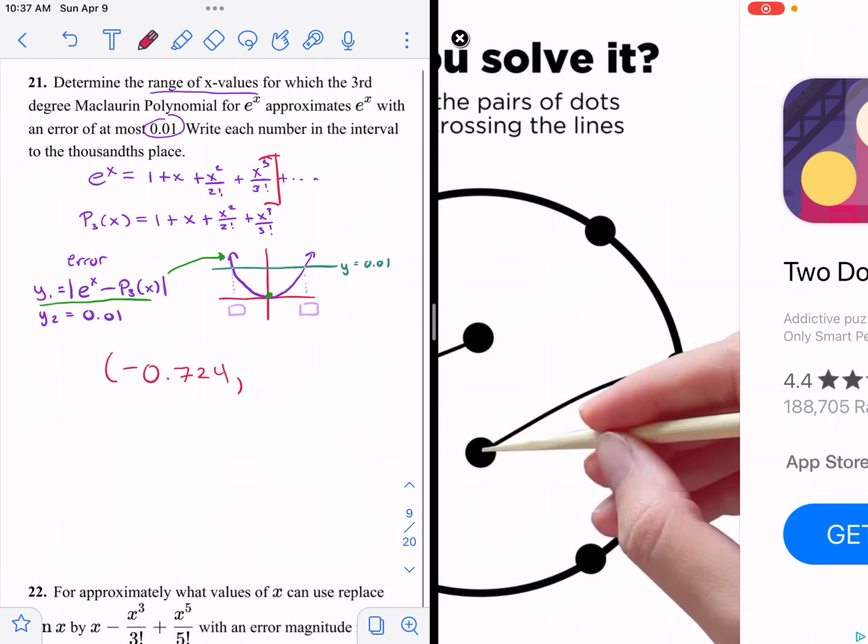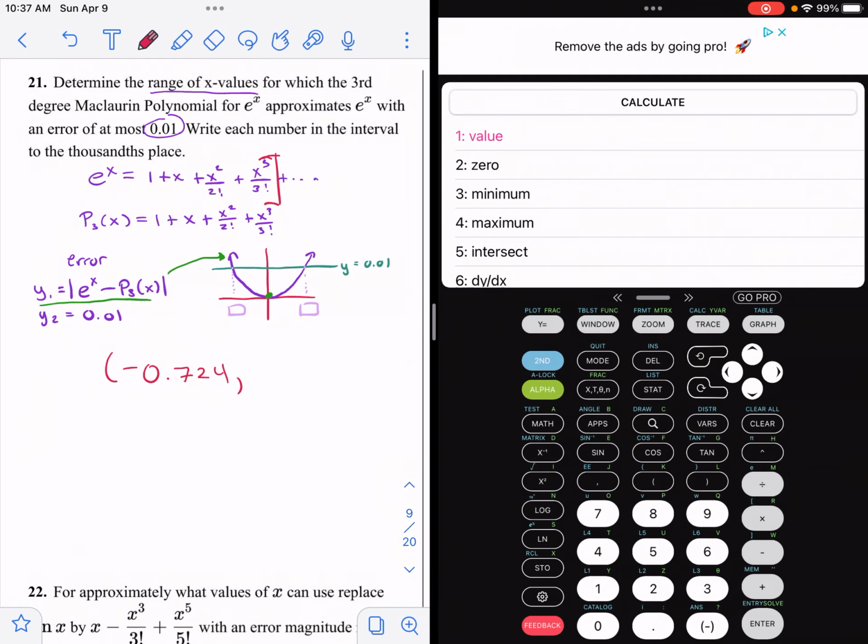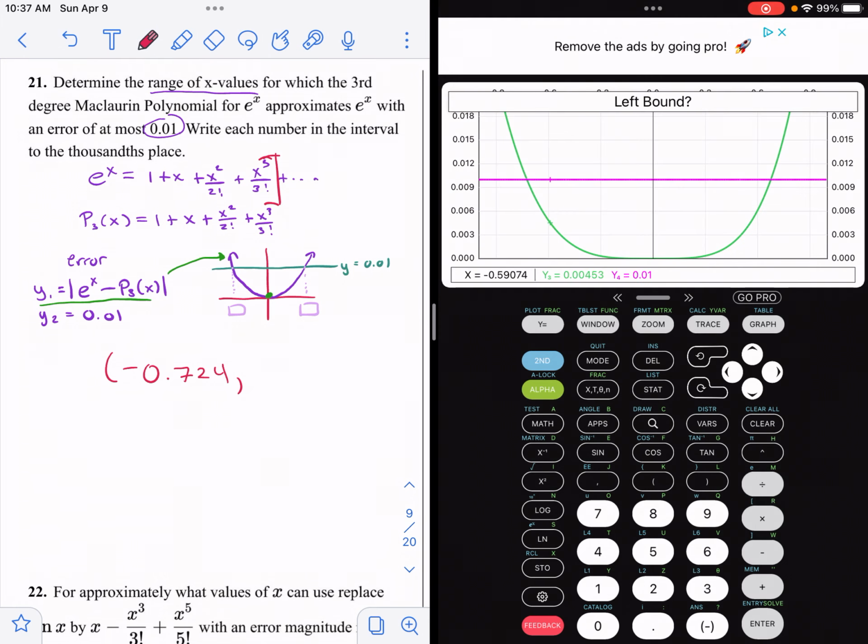I got an ad. Sorry about that. I guess I have to pay for the paid version instead of the free one. Hopefully that wasn't too distracting.